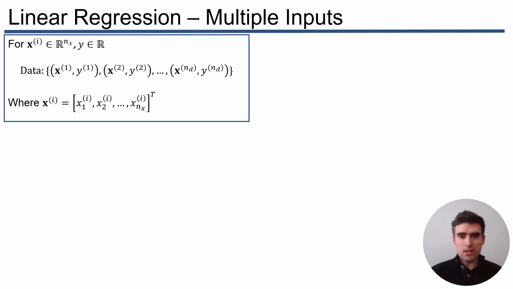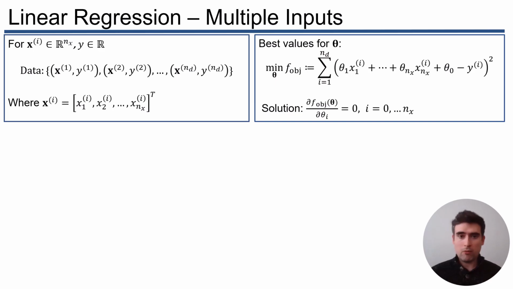Okay, so again, just summarizing, I have a data set with multiple inputs nx. I'm currently using only one output y, and I have my vector of descriptors. As I said before, what I want to do is minimize the difference between the model y hat and the data, and I do this the same way as before, by taking the derivative with respect to each of the parameters, equating that to 0, and solving that system of equations.